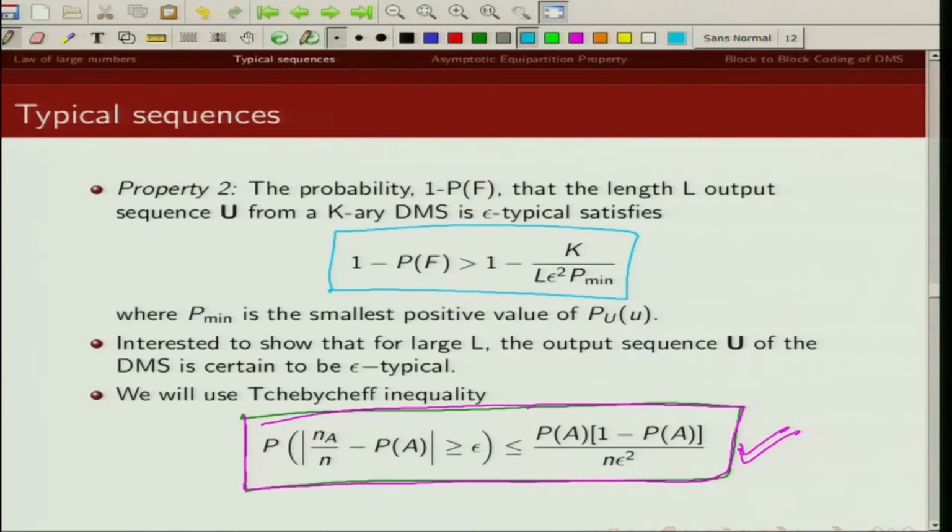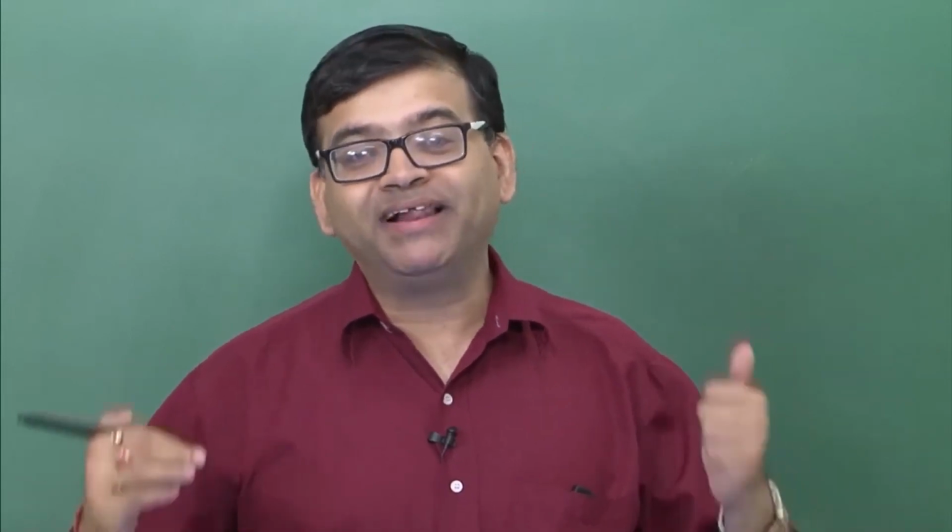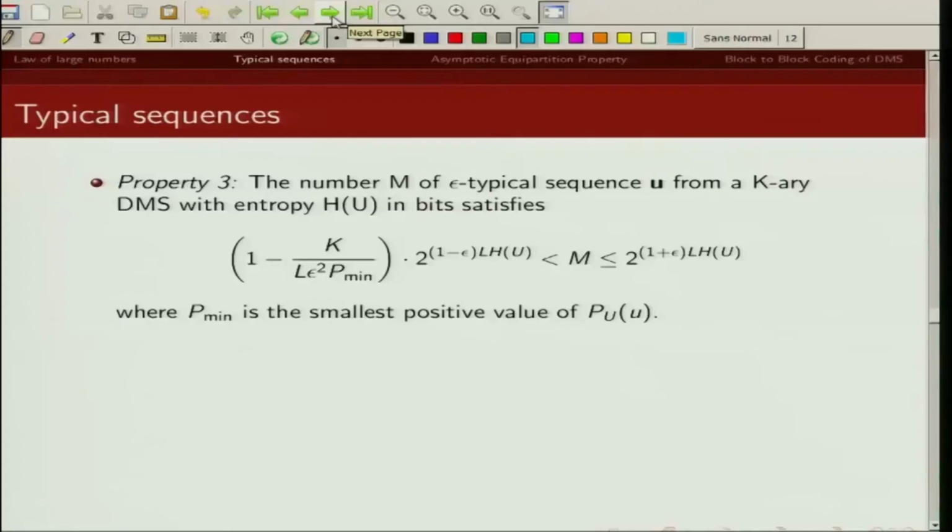And what does it say? If L is very large, you can see the probability of failure PF becomes small, so 1 minus PF is almost equal to 1. So there is no probability of failure. If L is very large, most of the sequences that come out of the source are going to be typical sequences. Now let us prove the third property of typical sequences, which is related to how many such typical sequences exist.